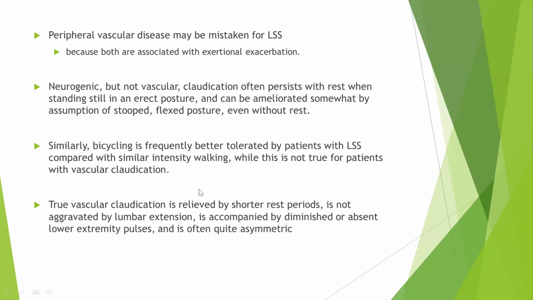Another example, though not many people cycle here: if you're cycling in an erect posture and constantly cycling, the vascular claudication pain will remain there, whereas if you stoop forward while cycling, the neurogenic claudication will get better. True vascular claudication is relieved in much shorter rest periods and aggravated by lumbar extension. So all these were the key points to differentiate between vascular and neurogenic claudication. However, sometimes in clinical practice it is not as obvious, and we have to go down the route of further tests, which we will talk about.